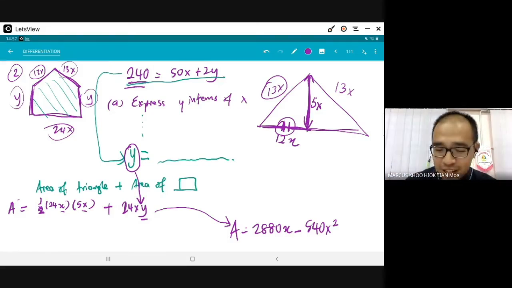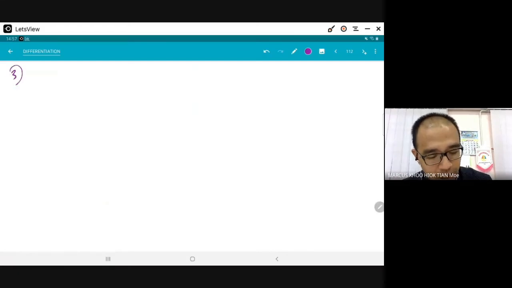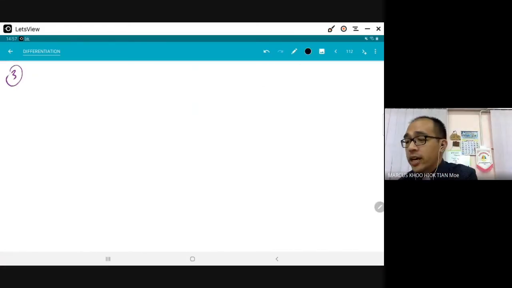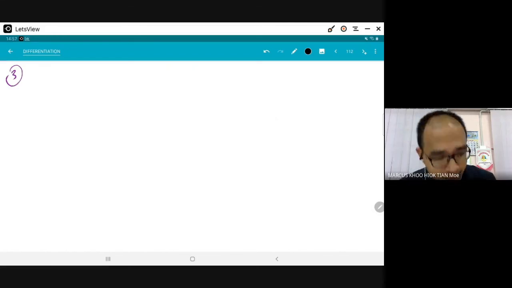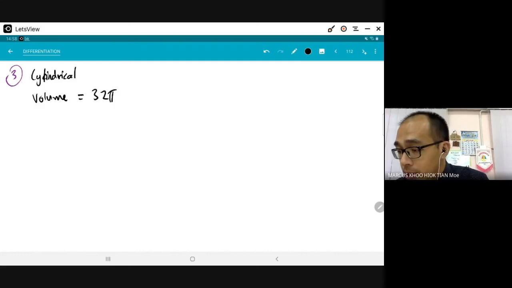Okay, I need to discuss question number 3. Last question, then we'll call it a day. Okay, question number 3, because obviously you know that this is going to be your homework lah. Okay, a factory produces cylindrical closed containers for drinks. Each container has a volume of 32 pi centimeter cube.